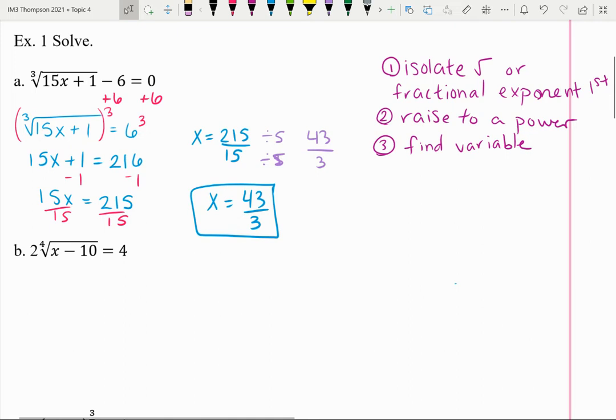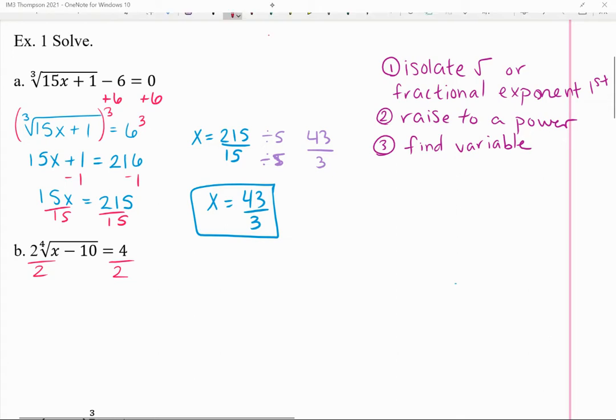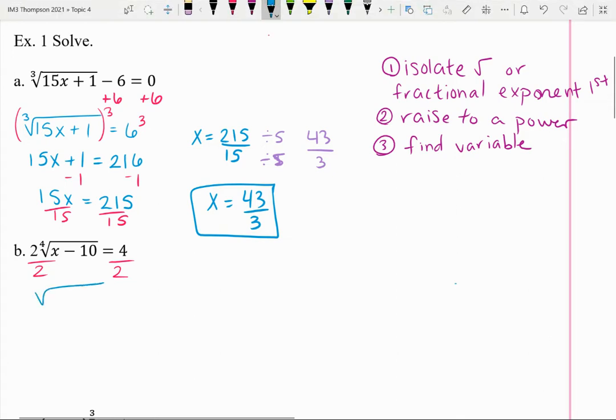The 4, if it's a 4th root, will always be tucked into this little radical right here. It wouldn't be in the radical if it was typed. It would be more by the 2. All right, so step 1, isolate the radical. So I need to get rid of the 2. This is 2 times, so to move it to the other side, I divide. All the other stuff is in the radical. The 4th root of x minus 10.